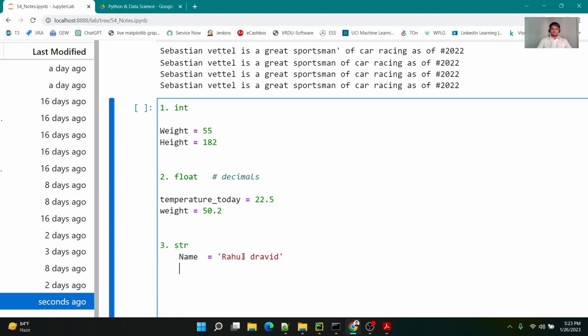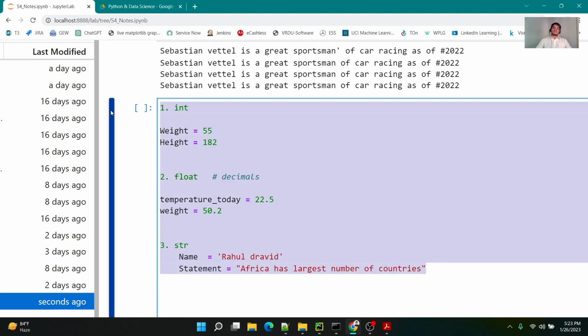If I write statement, I can write Africa has the largest number of countries. I don't know if this fact is correct, but let's hope it's correct. Perfect. And you see here I used single quote here, double quote here. Well, it's up to you. You can use either of them. Okay, we have a lot of options, and these are very basic.